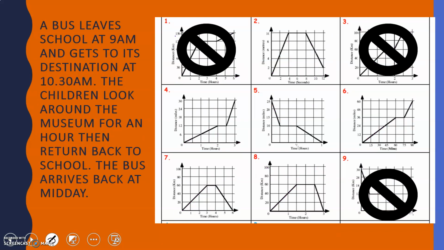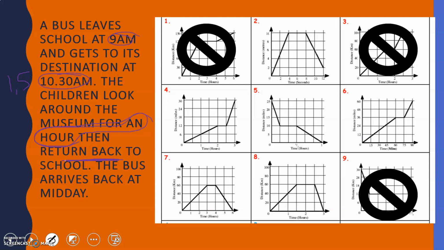and it gets to its destination at 10:30 a.m. So from 9 a.m. to 10:30 a.m., that's like 1.5 hours. The children look around the museum for an hour. All right, so the bus is parked while the kids are at the museum for an hour, then return back to the school. So keyword, it's returning back. So different motion on the graph. The bus arrived back at midday.